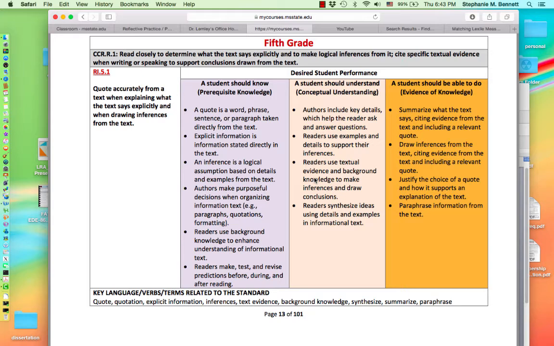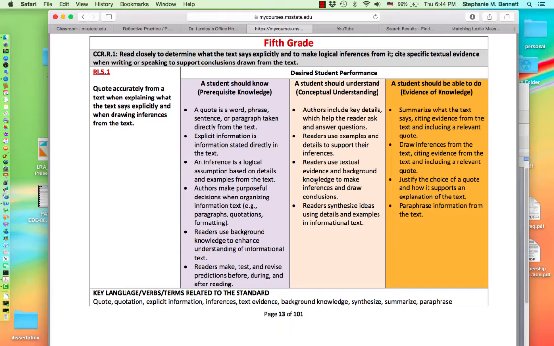So this anchor standard is the same one in literature as it is in informational text. And so for the informational text, RI.5.1 is, quote, "accurately from a text when explaining what the text says explicitly and when drawing inferences." So this is building on what the students should know from 4th grade and preparing them, once they've mastered this standard at the end of the year, to then be successful in building on new knowledge in 6th grade with this same standard becoming a little bit more complex.